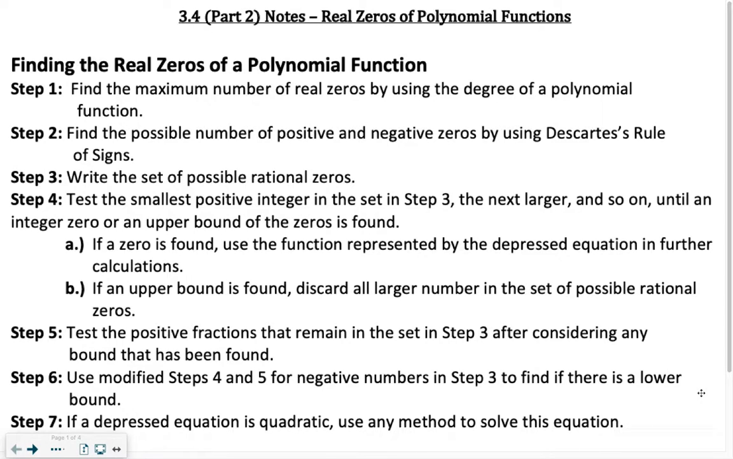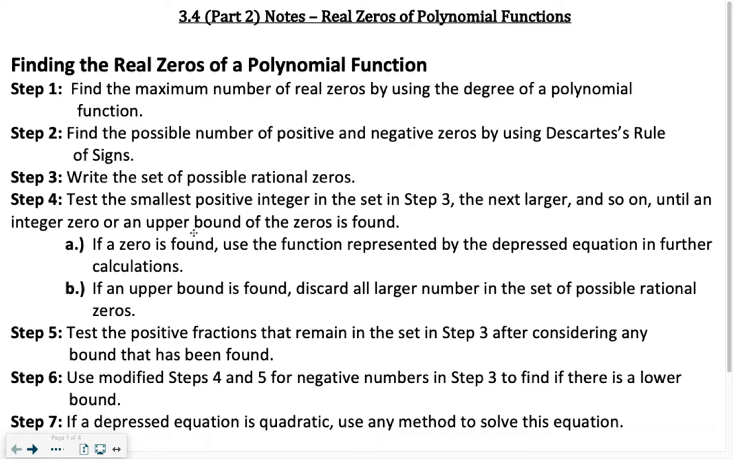All right, in the second part of 3.4, we are going to take everything that we talked about in the last video and put that together to solve a few problems. Okay, so here we have a 7-step process to finding the zeros of a polynomial.